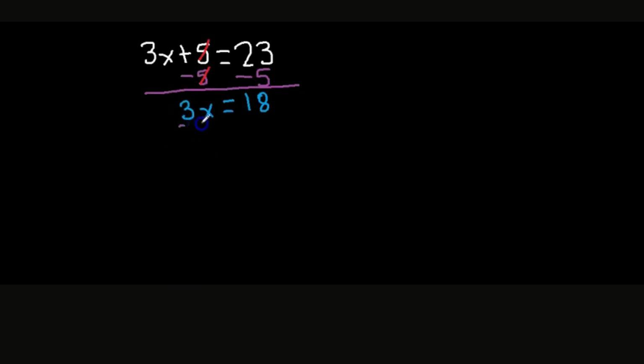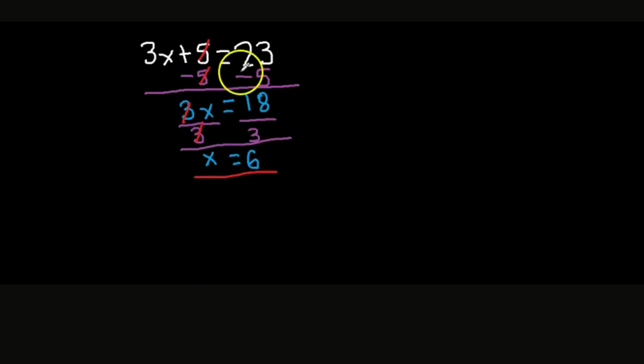So we would divide by 3, and we would divide by 3 on the other side, because we have to do the same thing to the other side. And we would get x here, and 18 divided by 3 would be 6. So the answer would be 6, because the 3 here would cancel out, so we only have x.